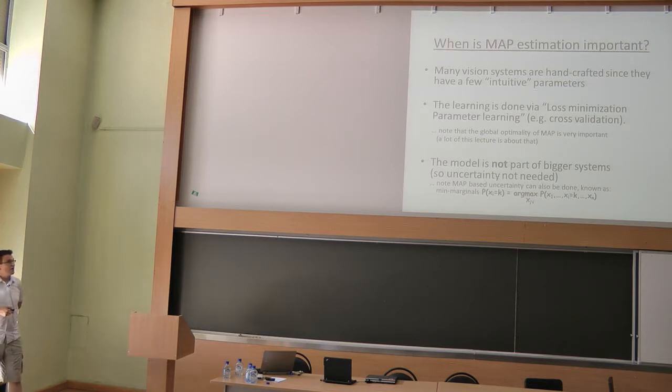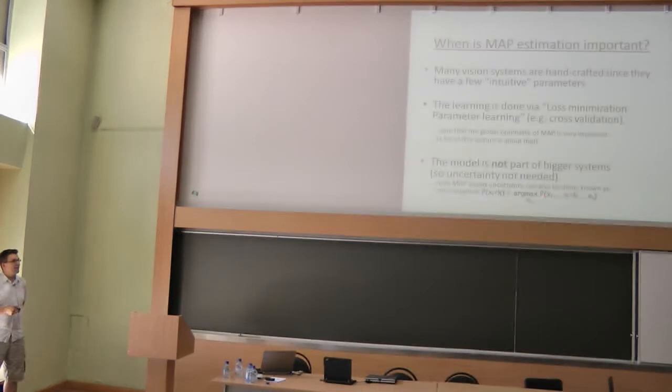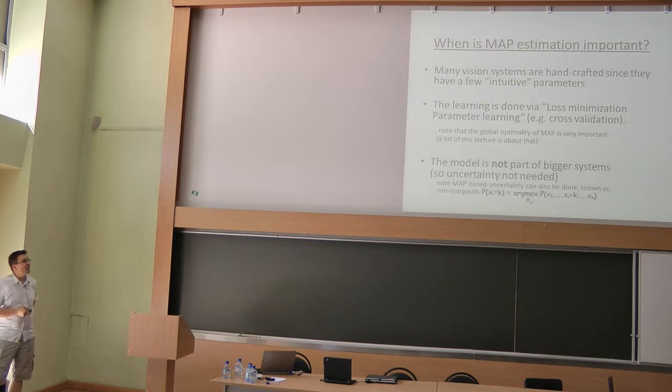Also one has to say that uncertainty or probabilities later on, as well as marginals, are important if it's part of a bigger system. If you want to build your model into a bigger system, it's good to have uncertainty. As a side comment, there is actually a MAP-based uncertainty as well, called the min-marginals, where instead of the sum I had before for computing the marginals, I could replace it with a max. Then you can use efficient MAP solvers to get these min-marginals. Okay, that's the end of my learning section.